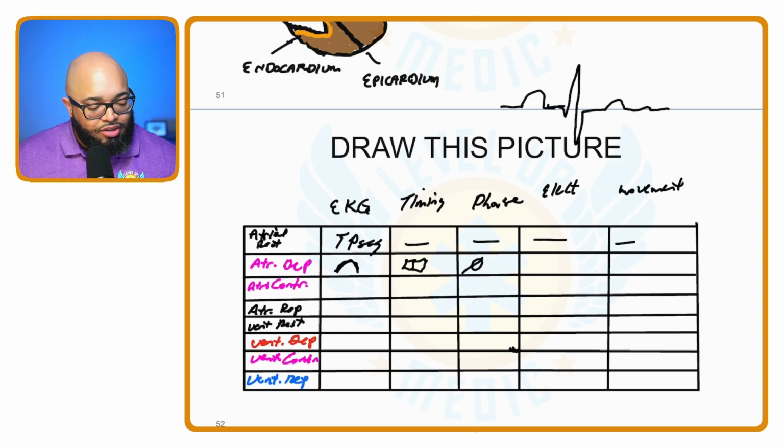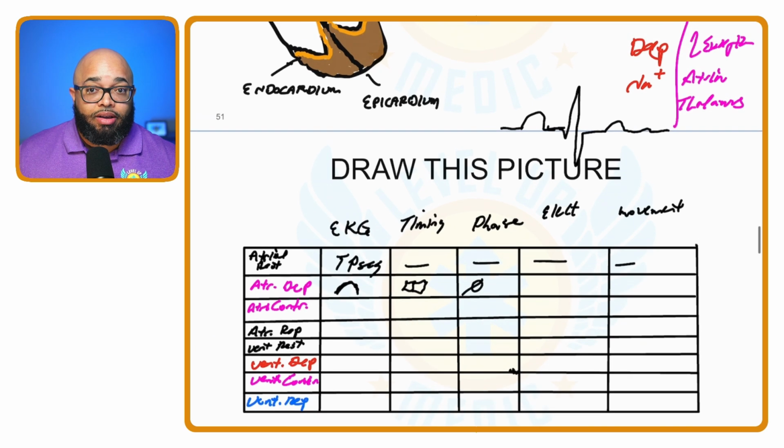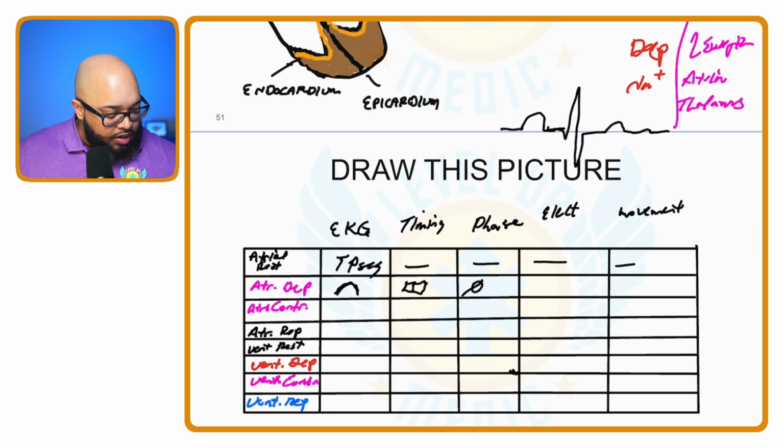Remember, depolarization for everything is due to sodium, with exceptions. What are the 2 exceptions again? The 2 exceptions are the atria of the heart and the thalamus in the brain. Not the whole brain, just the thalamus. Okay? So atria is one of the exceptions. Depolarization of the atria is going to be due to calcium, and that's calcium going into the cell. Okay?